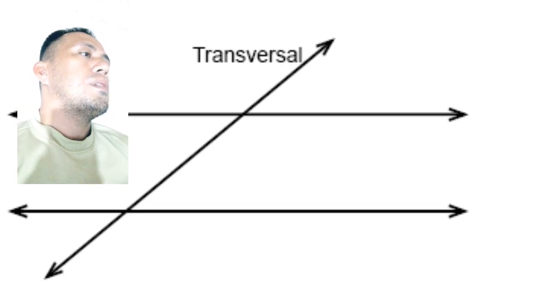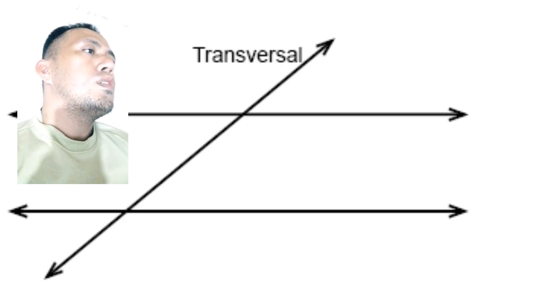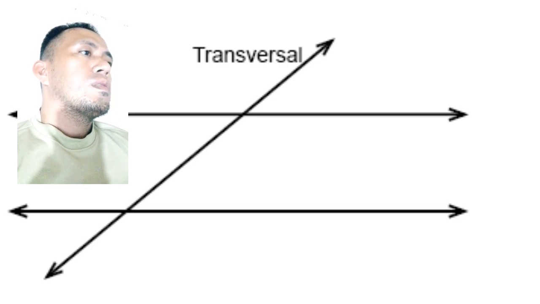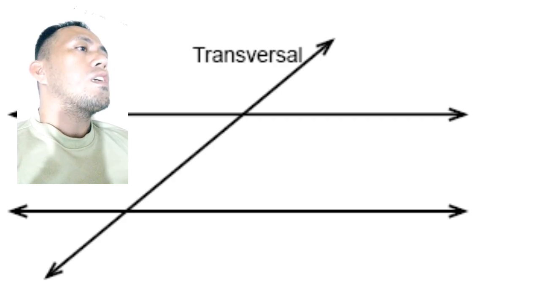The key concepts. First, transversal. By definition, a transversal is a line that intersects two or more lines at distinct points. For example, if line A and B are parallel and line C crosses both lines, then C is the transversal.